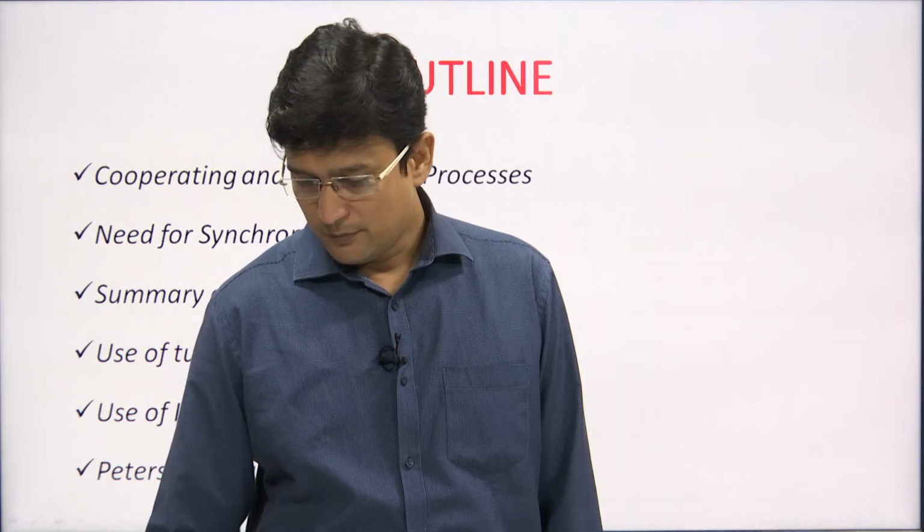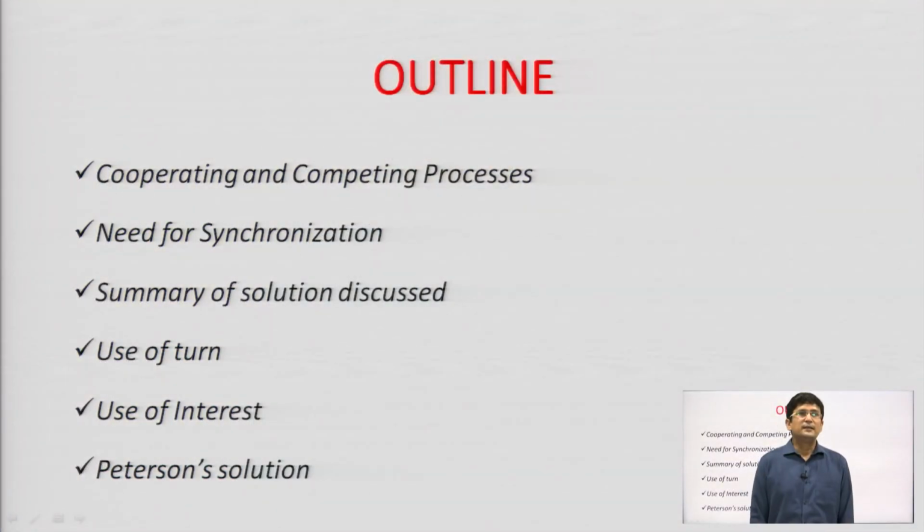For example, use of the lock and the turn variable, and then we will discuss the Peterson solution. We will then see what other solutions are possible besides the Peterson and the lock variable solution. So, the outline of today's lecture: we will have a recap of the cooperating and the competing processes. We will have a recap of the need of synchronization. We will summarize the solutions discussed so far, and then we will use the turn, interest and the Peterson solution subsequently.